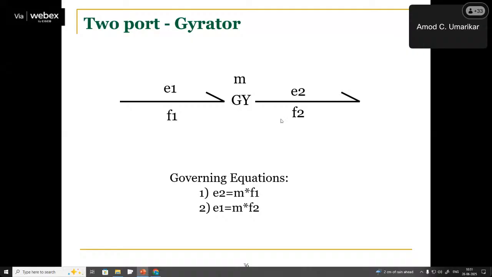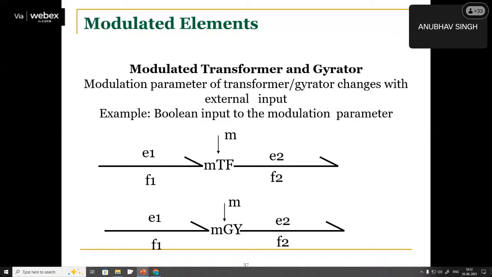In a gyrator, there is a cross linking. That is, effort on one side and flow on the other side are linked directly. And in a transformer, effort is directly linked to effort, flow is directly linked to flow. Is the differentiation clear? And then there can be a modulation. There can be a modulated element.